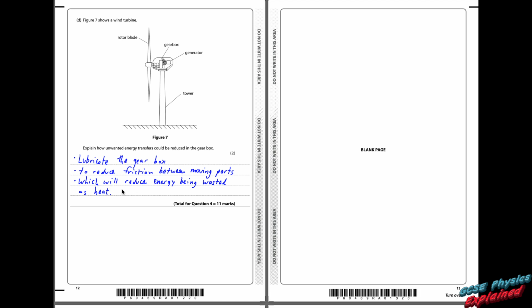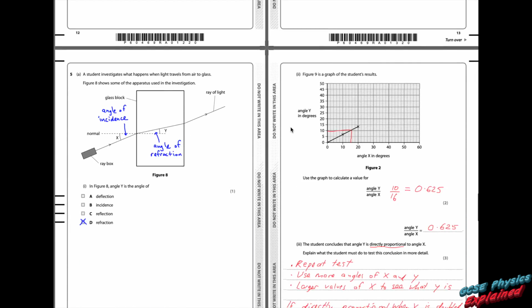But that's always the same sort of answer whenever you've got something that's moving. How do you get rid of unwanted energy transfers? Use lubrication. It reduces friction.